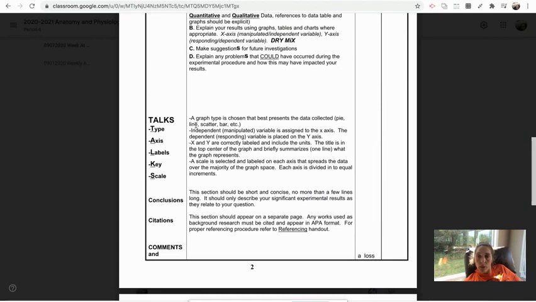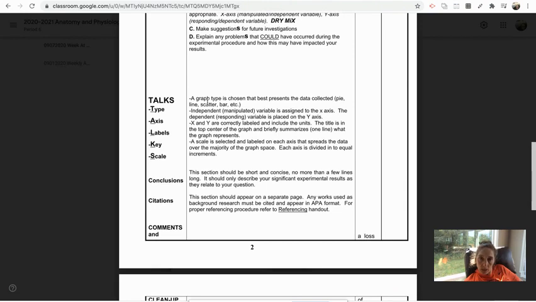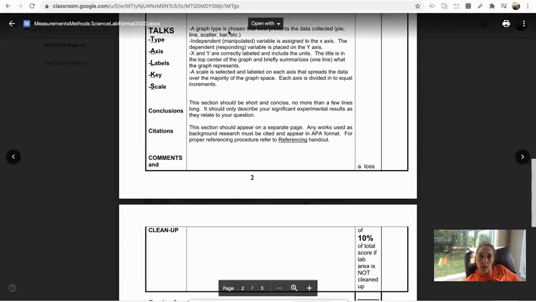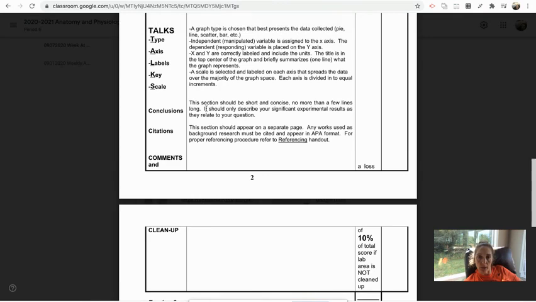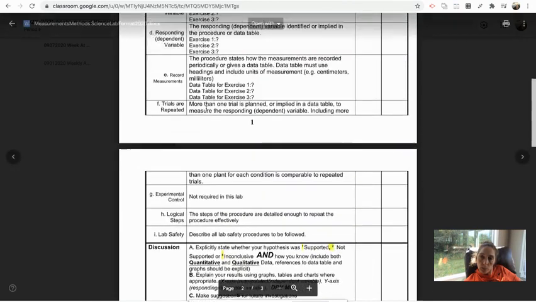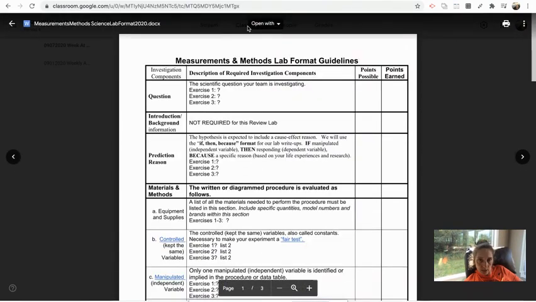And then your graphs, choosing the correct graph type. I believe one of your Edpuzzles will be about how to determine which graph to use. And these are different ways to pick which graph and then how to label your graph. So these are some of the things that I look for when I'm giving points, when you're earning points. A conclusion, and we aren't going to have citations for this particular lab, but we will have a conclusion. All right. And I don't think we'll be too worried with cleanup for this lab.